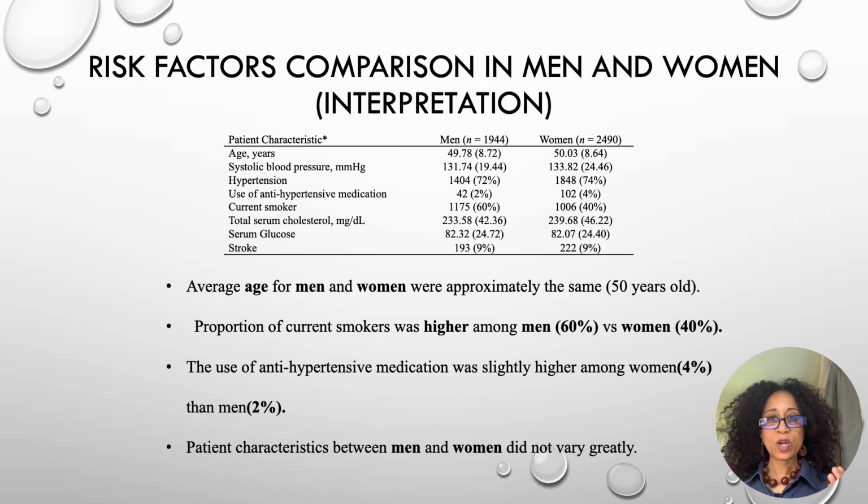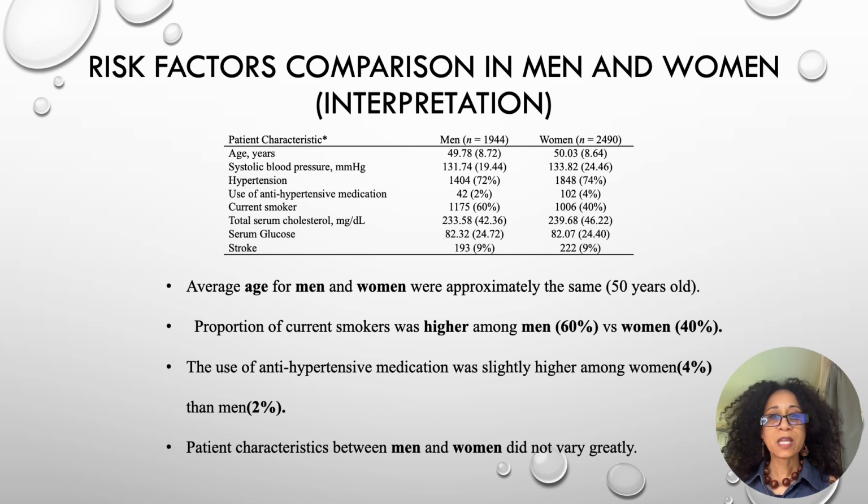Also, when you look at the other risk factors, including systolic blood pressure, incidence of hypertension, and use of antihypertensive medication, let's take a look at those three things. As you can see, they're very similar. For example, for systolic blood pressure, both men and women are running systolically hypertensive at the start of the study. 72% of men and 74% of the women already had a diagnosis of hypertension. Looking at the use of antihypertensive medications, although these folks are hypertensive at the start of the study, only 2% of the men and only 4% of the women are receiving those medications.